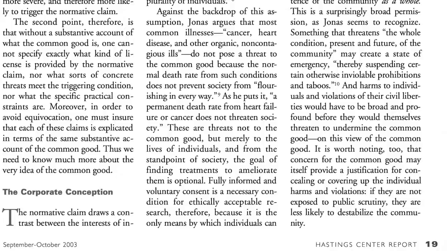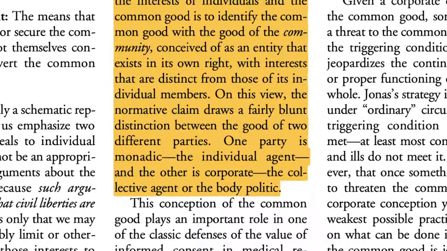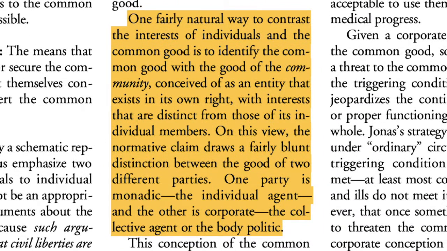And so if we go back to page 19, go up to the top of the center column, here you can see Alex say, "One fairly natural way to contrast the interests of individuals and the common good is to identify the common good with the good of the community, conceived of as an entity that exists in its own right, with interests that are distinct from those of its individual members. On this view, the normative claim draws a fairly blunt distinction between the good of two different parties. One party is monadic, the individual agent, and the other is corporate, the collective agent or the body politic."